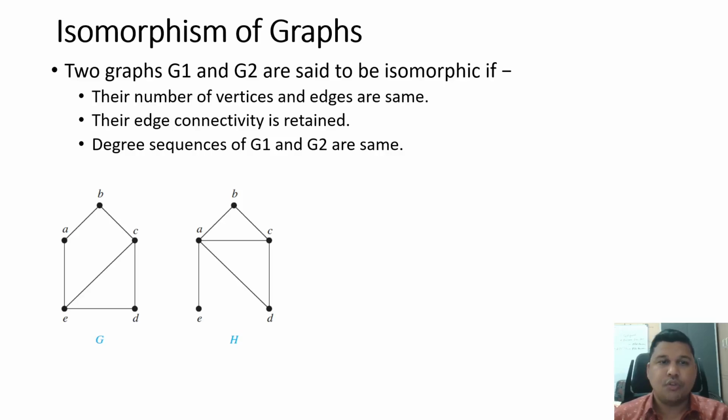In this video we are going to study about isomorphism of graphs. What is isomorphism? Two graphs G1 and G2 are said to be isomorphic when they satisfy a certain number of conditions. What are those conditions?